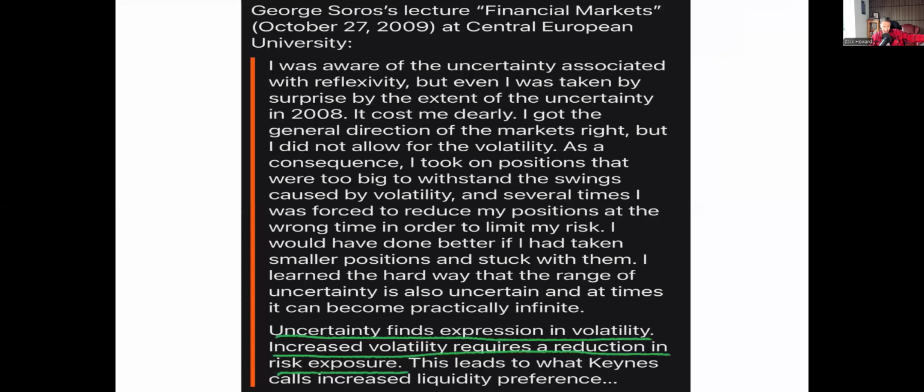Drew, one of the legends that ever played the game, George Soros. Forget him as a human for this point in my presentation, but what he was able to achieve playing the game, one of the greatest ever. Talking about volatility here from his book, Reflexivity. You want to read that book, The Alchemy of Finance by Soros. Uncertainty finds expression in volatility. Increased volatility requires a reduction in risk exposure.